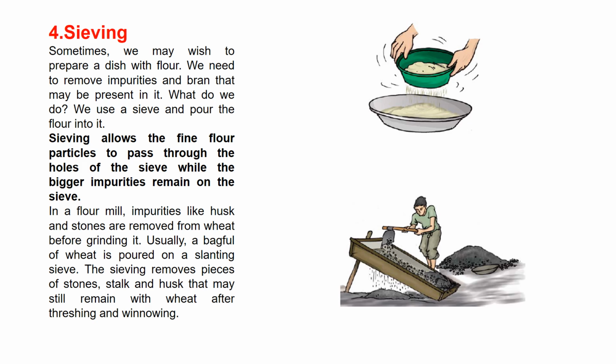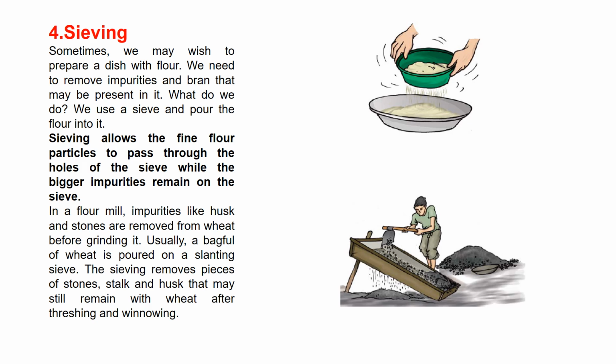In a flour mill, impurities like husk and stone are removed from the wheat before grinding it. Usually a bag full of wheat is poured on a slanting sieve. The sieve removes the pieces of stones, stalk, and husk that may still remain with the wheat after threshing and winnowing. So I have already discussed the above picture, that is of sieving.